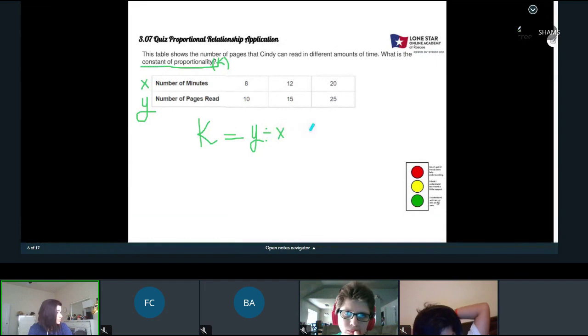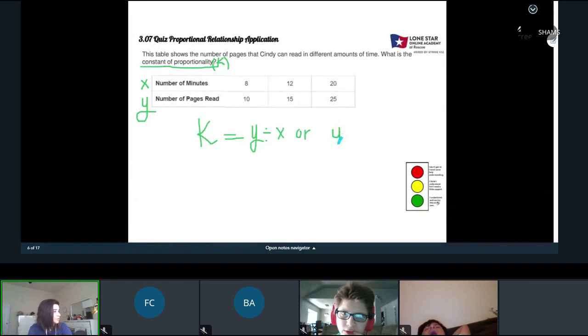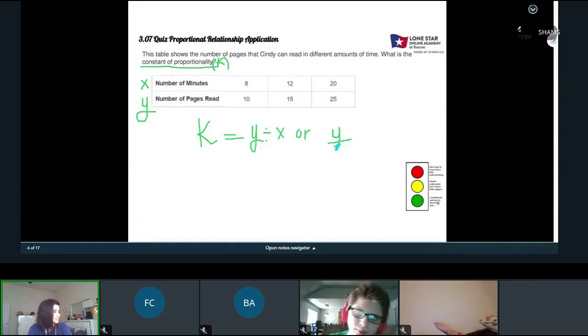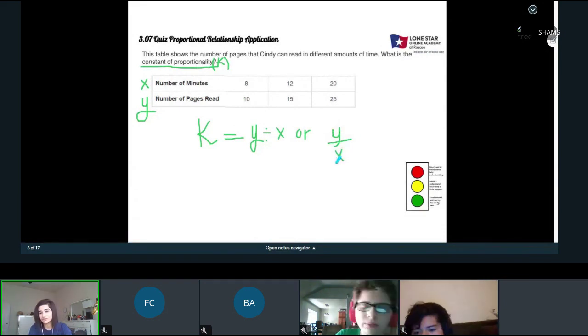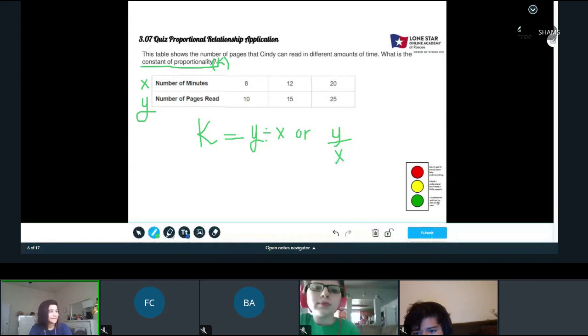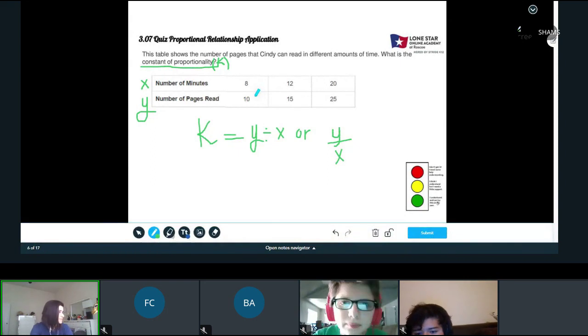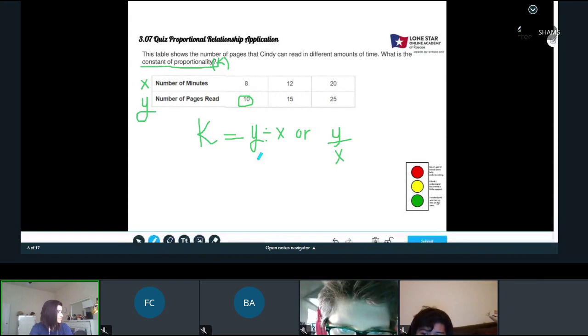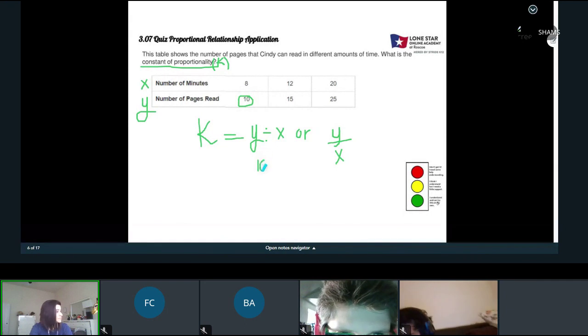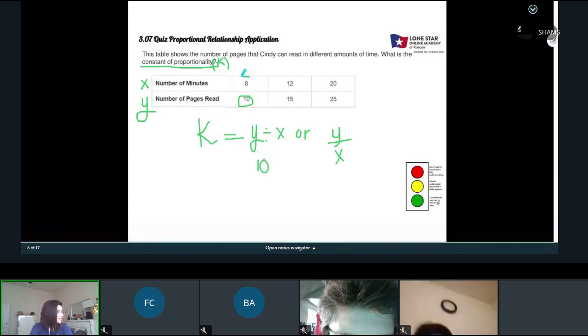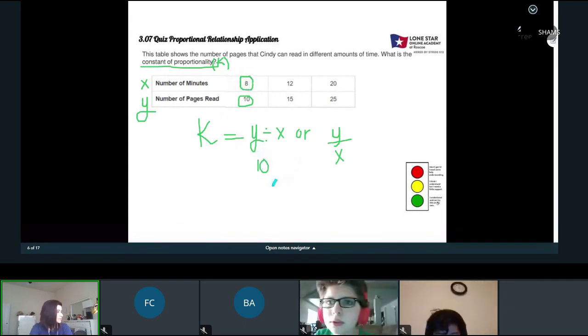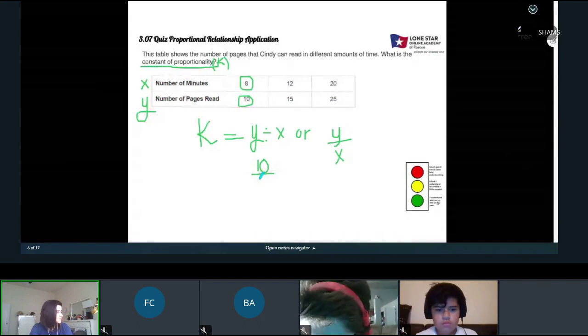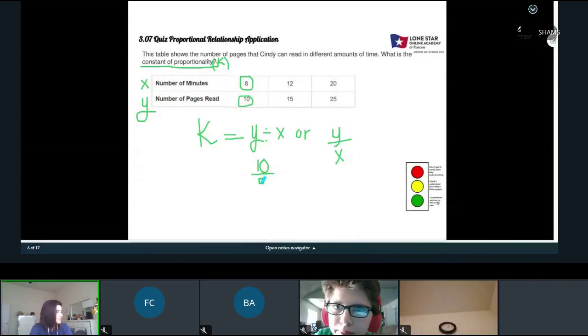Or you can also say it as a fraction, Y over X, right? That's how you find the constant of proportionality, and that is the unit rate. In this case, my y is 10, so I will do 10, and my x is 8, so I will do over 8. That will tell me how much k is.